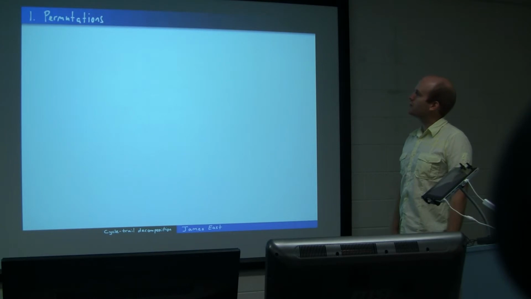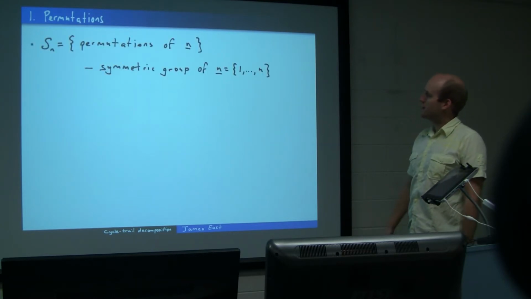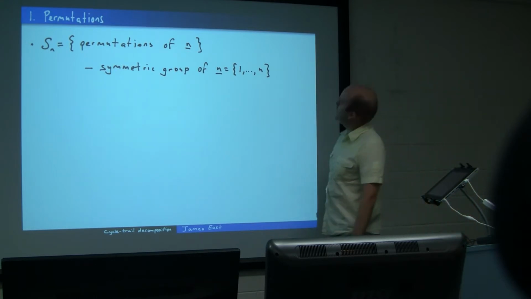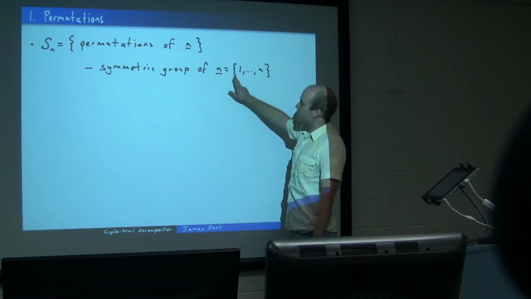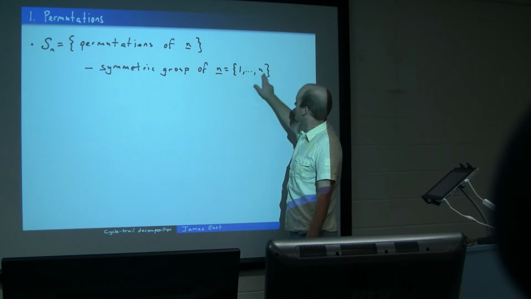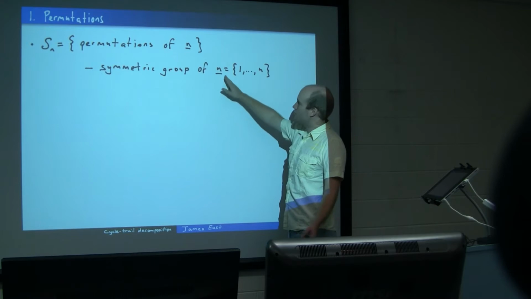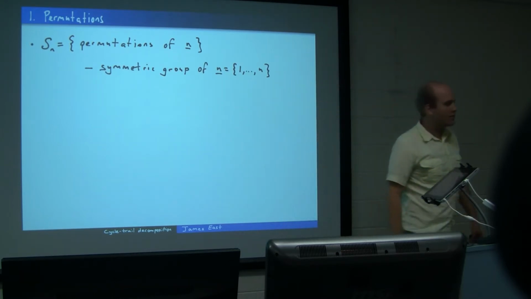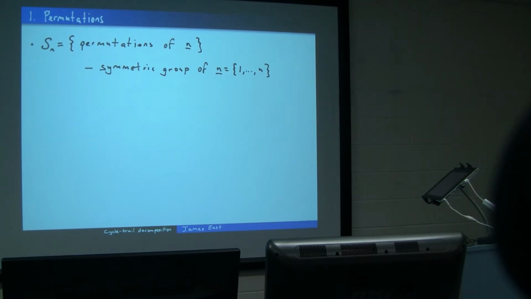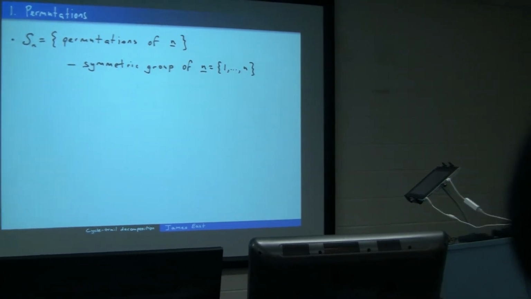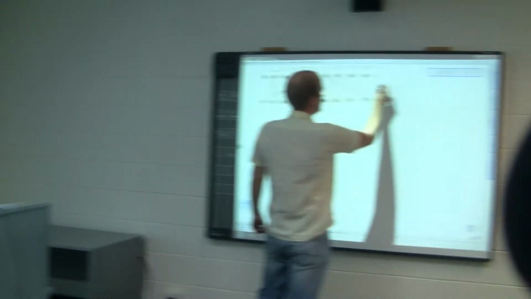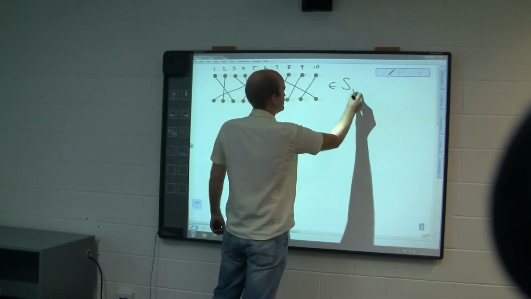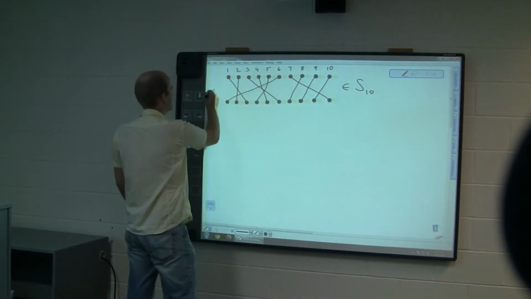So first, let me just introduce the things that we're going to look at. Permutations to start with. So the symmetric group Sn represents the set of all permutations of an n element set. And I'll generally use the set of the first n elements, 1 up to n, and write that set as just bold n, or n with an underline. So on the board, over here on the left, I have a permutation on a 10 element set. So this really is an element of S10. Let me call that alpha.